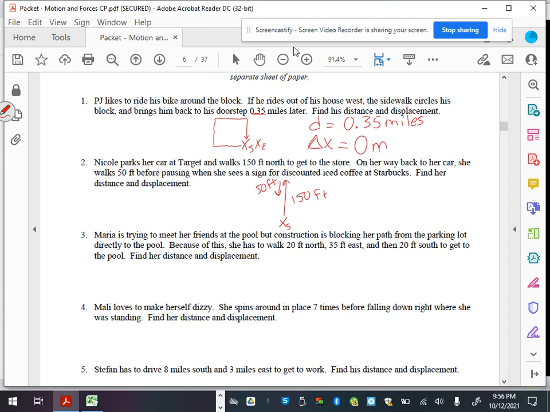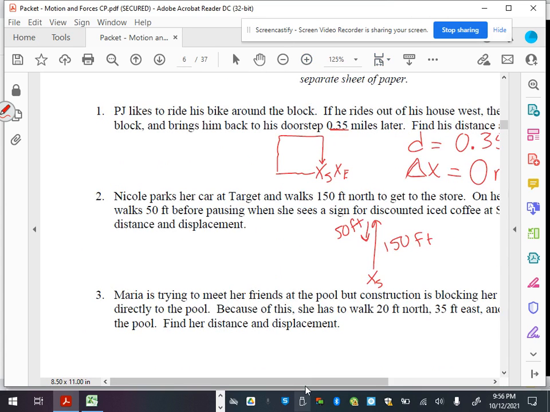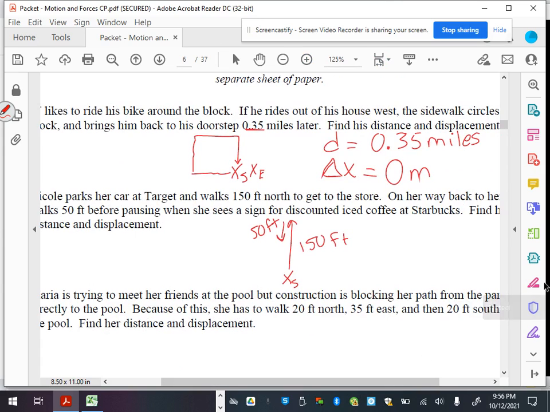Maybe zoom in a little bit here. Okay. So 50 feet and 150. You see how I can probably tell that 50 feet is like a third of 150. Make sure that your drawings are somewhat similar. So don't exaggerate them too much, or try to make them as close to real as possible. And then that's where her ending spot is. So XE.